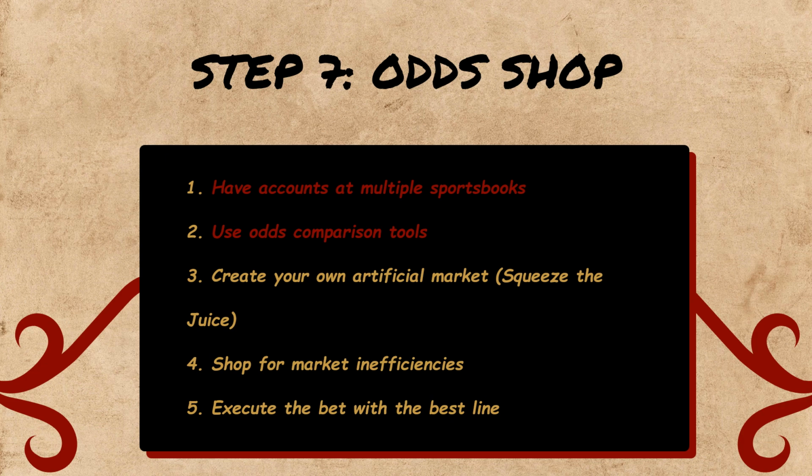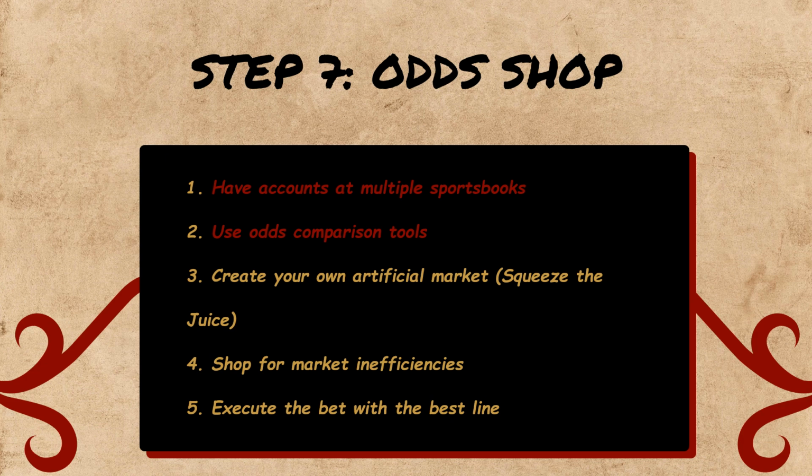Moving on to number 5, you're going to want to execute the bet with the best line. So now that you've done all the work, you're going to want to pull the trigger. Place the bet at the book giving you the best number, and then track your closing line value to make sure your instincts and your process are paying off.